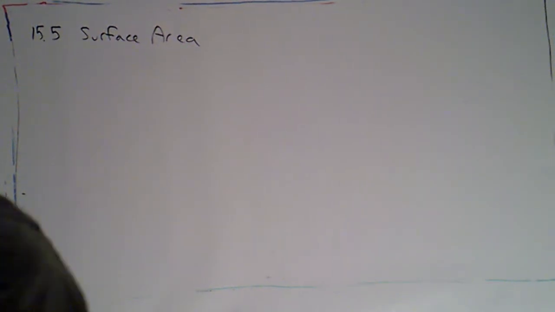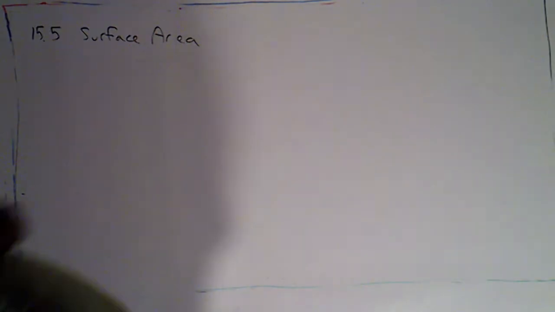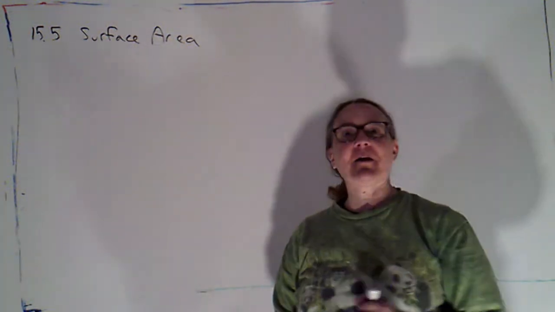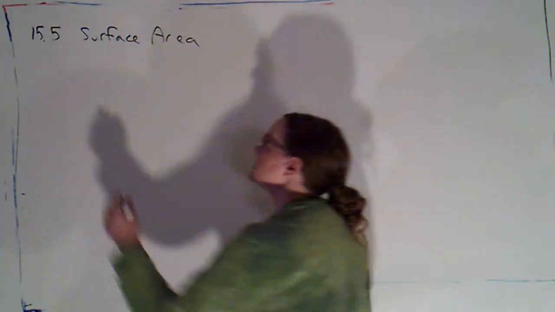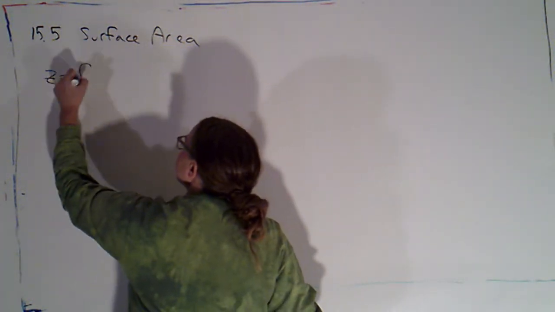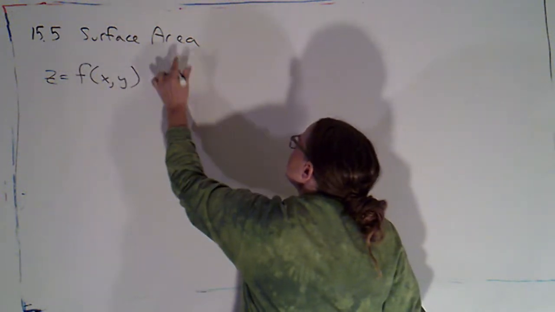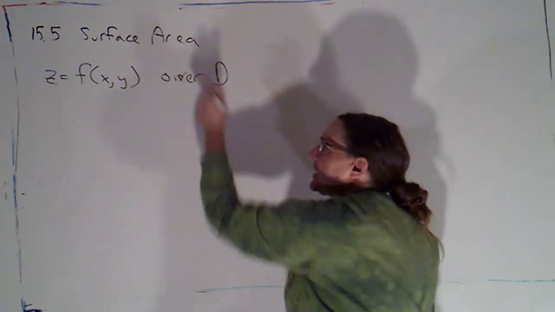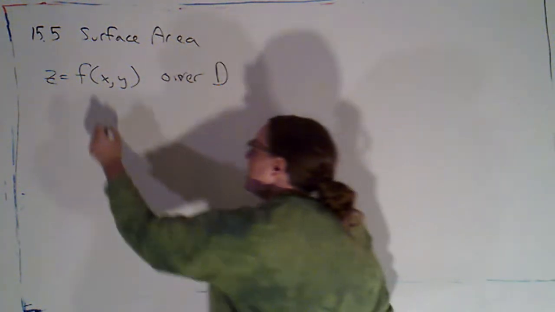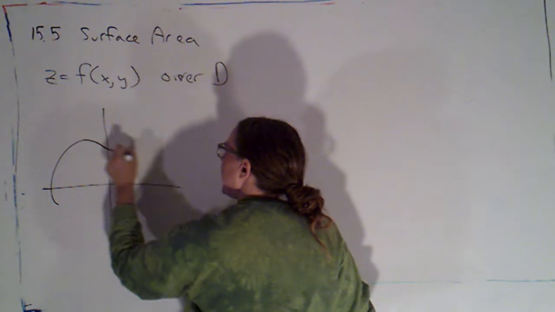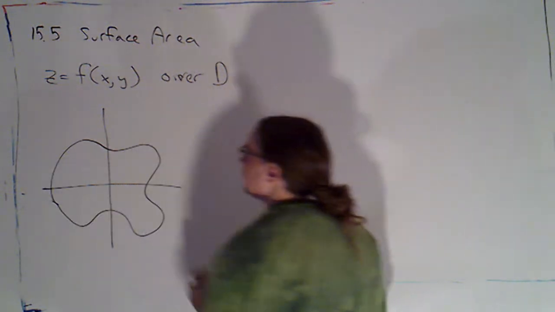All right, welcome to the video lecture on section 15.5, which is about surface area. So here's the scenario. We're going to have some function, z is a function of x and y over some region D. That might be the natural domain of the function, but very often we'll be restricting the domain to look at just part of the graph of this.